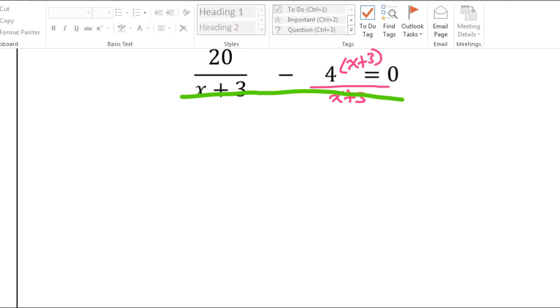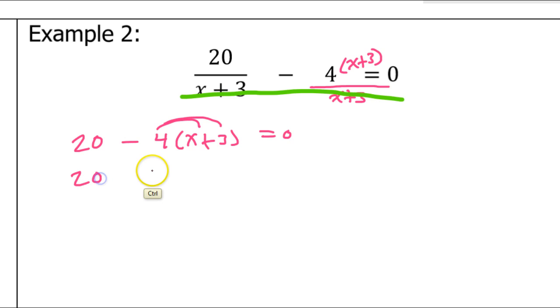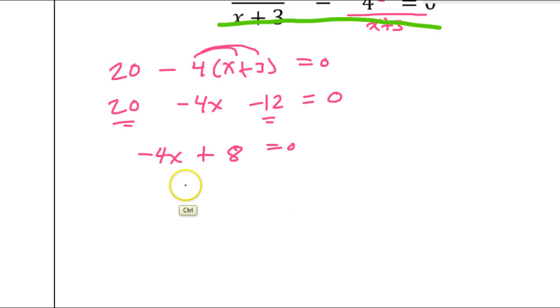Okay, so that brings me to the following. So now I have 20 minus 4 times x plus 3 is equal to 0. When you do the distributive property, be careful. This is a negative 4 at this point. Please distribute a negative 4, not just a 4. So this is going to be 20 minus 4x minus 12, not positive 12, is equal to 0. I see some like terms happening right here. So I'm going to have negative 4x plus 8 is equal to 0.